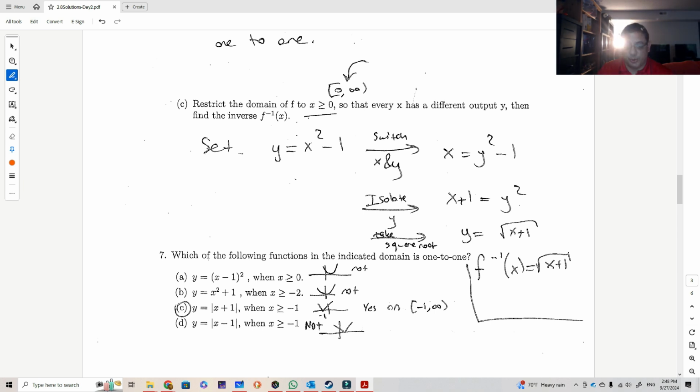Pictures are very important, so you can see if you're repeating values or not. So every time that you're checking if a function is one-to-one on specific domains, make sure to check the specific domains and the picture of the function on those domains. Okay? And so those are the solutions of day 2 for inverses.